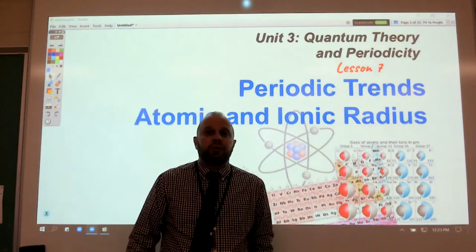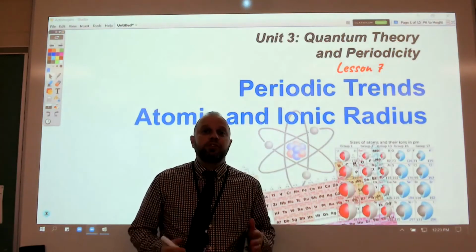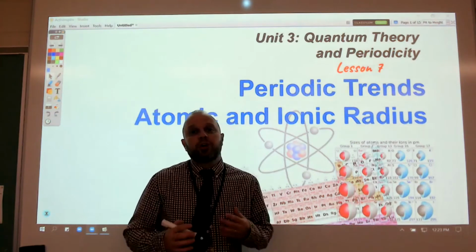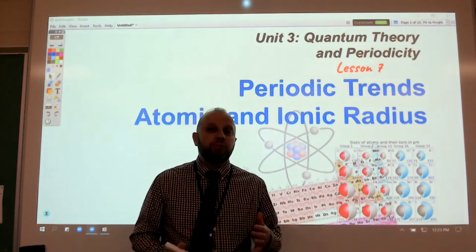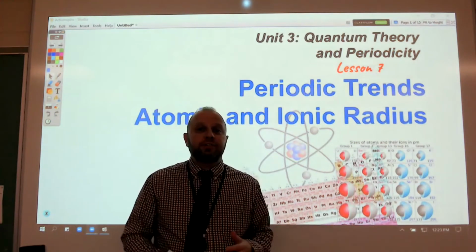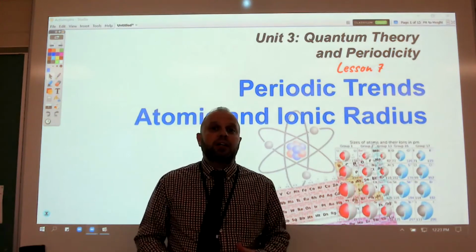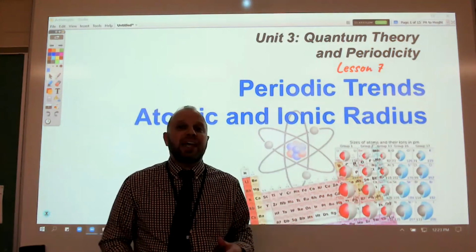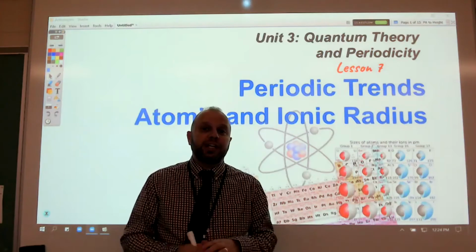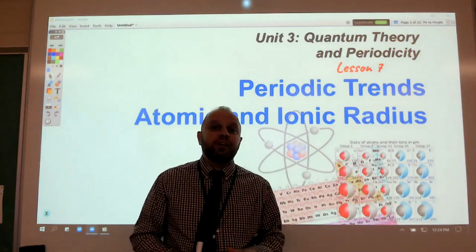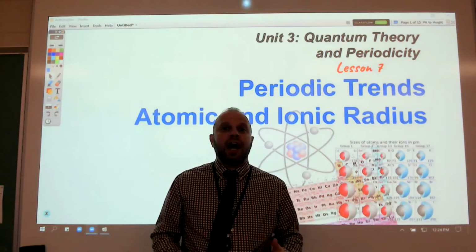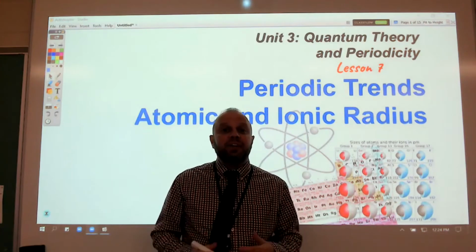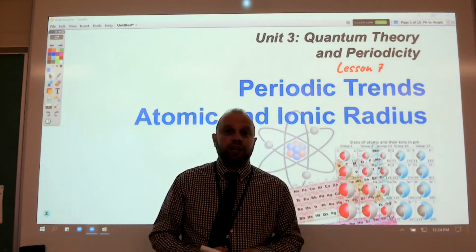Hi, everyone. Today we're going to talk about lesson 7, which is periodic trends. We're going to break this lesson up into two parts, so we'll have lesson 7 and lesson 8. The first part of periodic trends is going to deal with atomic and ionic radius, so the radius of an atom and the radius of an ion. Remembering, of course, that an ion is an atom that has either gained or lost electrons.